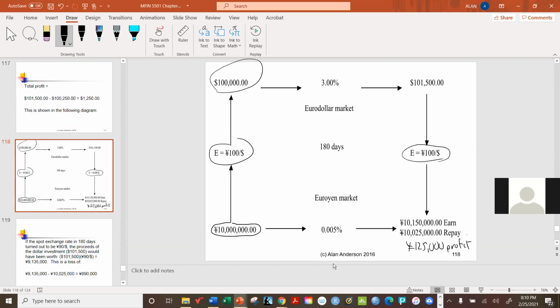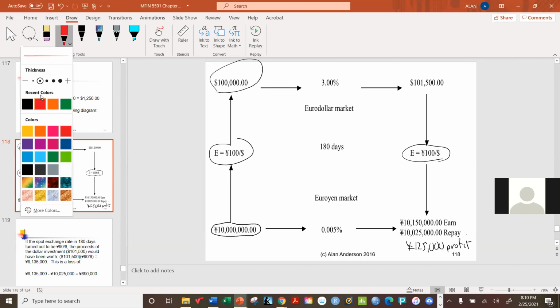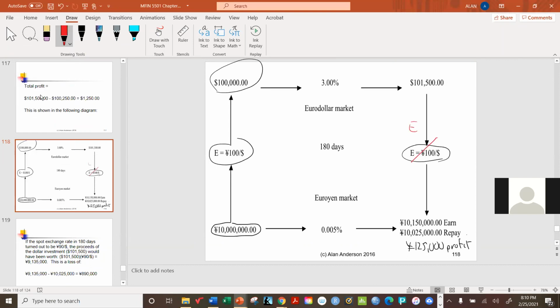Now, here's the problem. What if the yen got stronger? Suppose, for example, it appreciated to, let's say, 80 yen per dollar, which, remember, means a stronger yen because it takes fewer yen to buy a dollar. Now, I take this amount and divide by 80, and let's see what I get. Sorry, I'm not dividing, I'm multiplying.